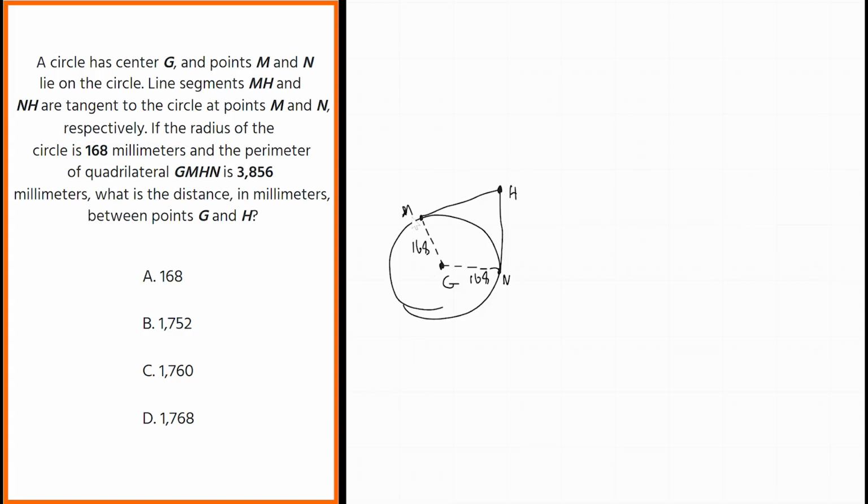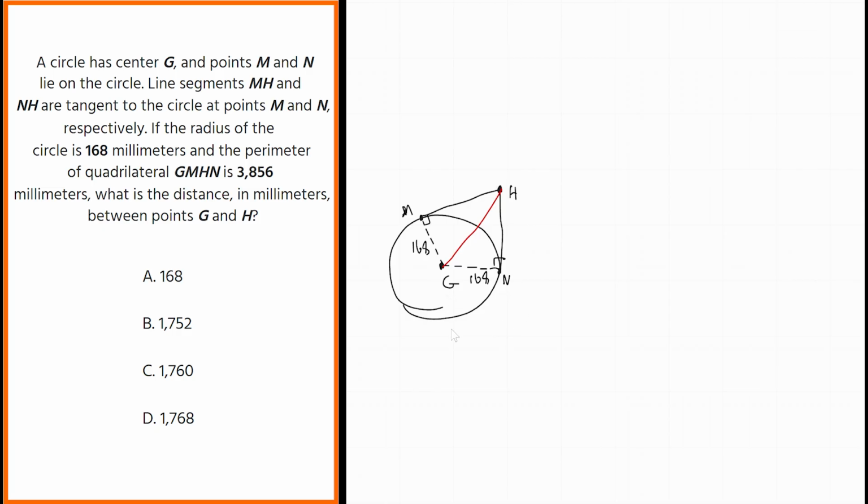Secondly, these line segments MH and NH are tangent to our circle. And whenever you have one that is tangent to our circle, we know that that is a right angle to the radius at that point. So this radius is perpendicular to this line segment MH, and this radius is perpendicular to this line segment NH. And lastly, it's asking us to find the distance between the points G and H. In other words, the distance of this line, which I will draw in red, from G to H.